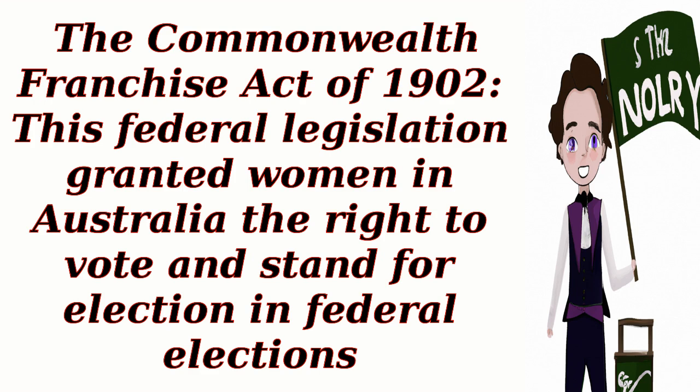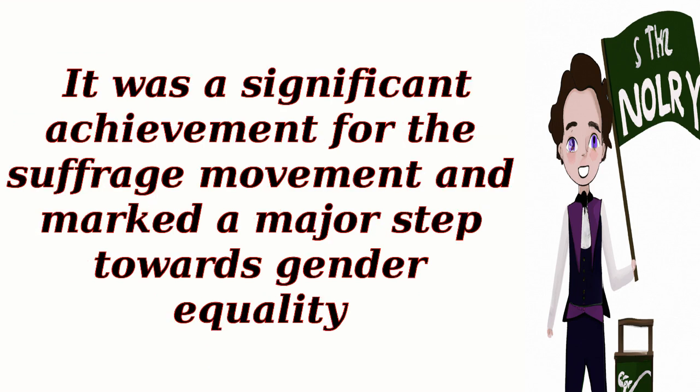The Commonwealth Franchise Act of 1902. This federal legislation granted women in Australia the right to vote and stand for election in federal elections. It was a significant achievement for the suffrage movement and marked a major step towards gender equality.